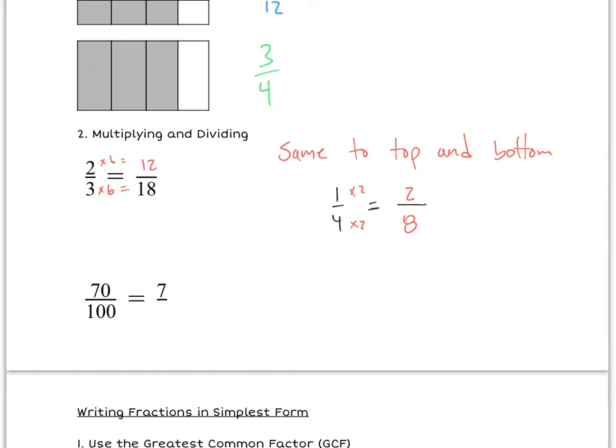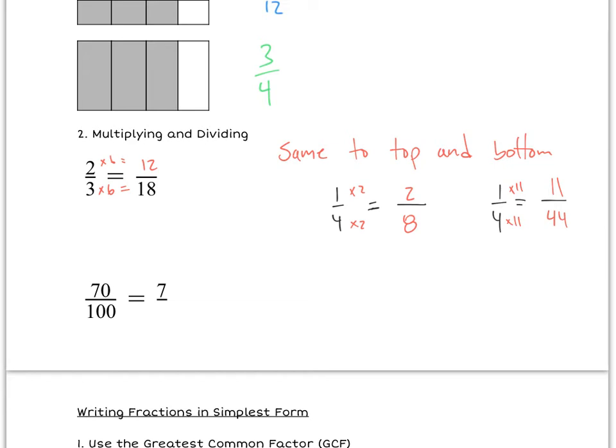So if I did 1/4, we'll do it times 11 here. That's 11. So times 11. 1 times 11 is 11. 4 times 11 is 44. So 1/4 is the same thing as 11/44. Well, you can put any number. So you can do lots of different numbers when you're finding equivalent fractions.